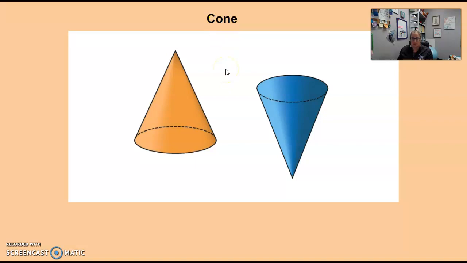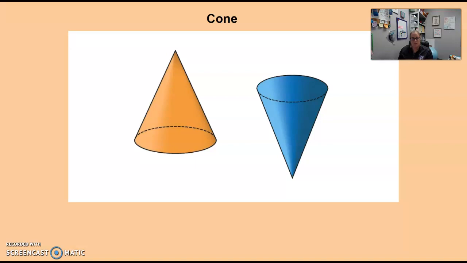Turn and talk to somebody. What do you notice about this cone? Turn and talk. Come back to me in 3, 2, 1, 0. Eyes and ears on me.